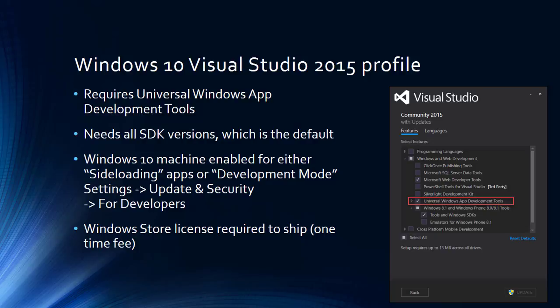So when we're looking at this in 2015, again, it's just the Universal Windows App development tools you need to install. Again, if you expand that, you do need all the SDK versions that it supports. This is mainly because MonoGame has a minimal viable version it recommends, and you can always change it. But out of the box, it comes that way. When the Creators Update releases, that's 14.393, don't quote me on that, that will change things around a little bit.